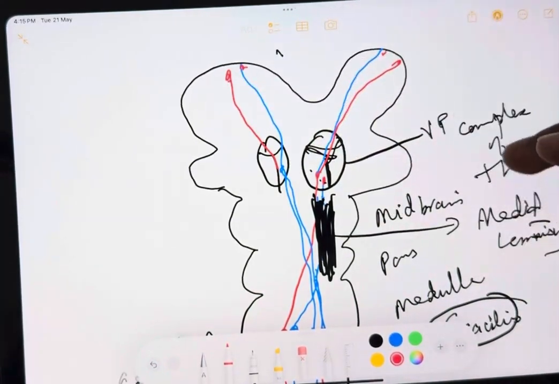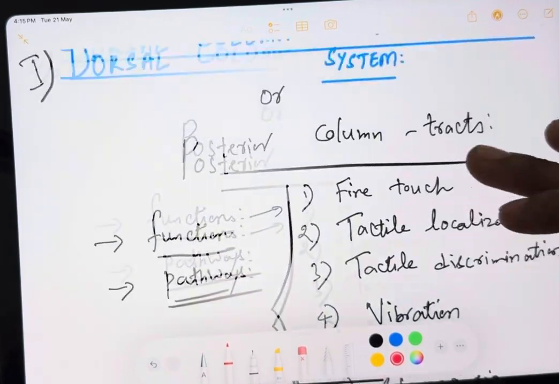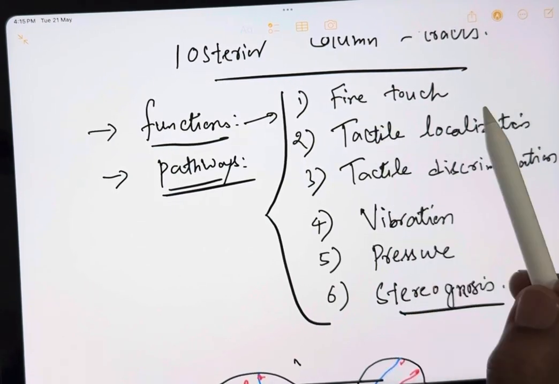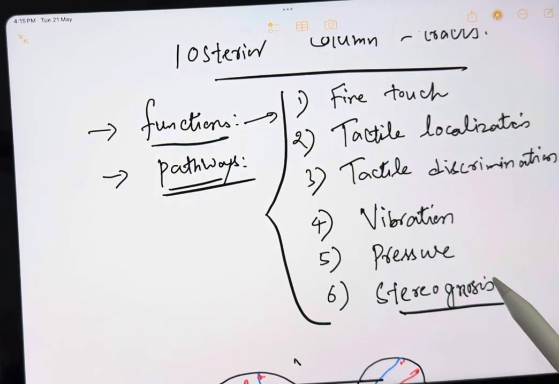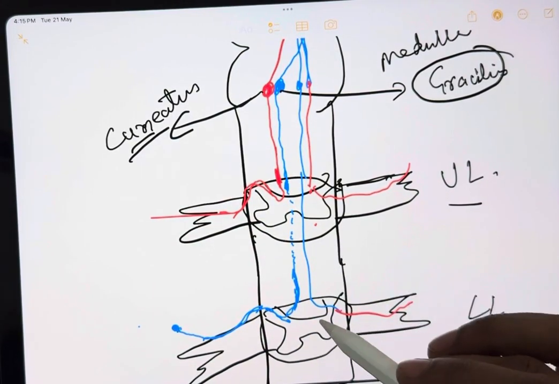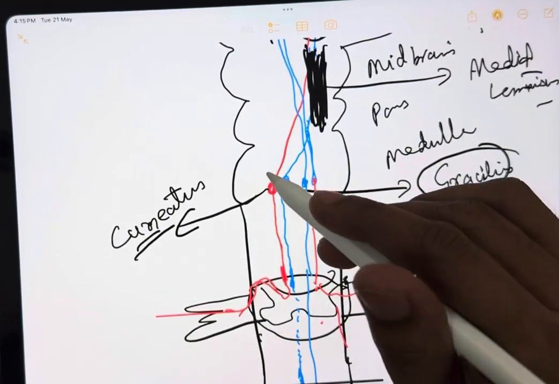Very simple. This is the pathway you need to know, the dorsal column medial lemniscus system, which carries the sensations of fine touch, tactile localization, tactile discrimination, vibration, pressure and stereognosis, from the lower limb via the nucleus of fasciculus gracilis, and from the upper limb via the fasciculus cuneatus.